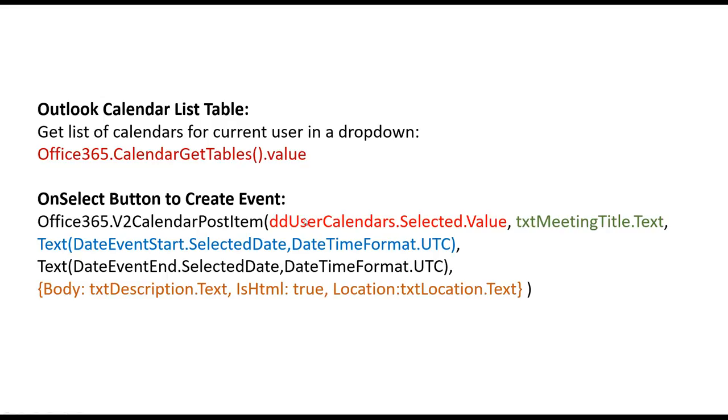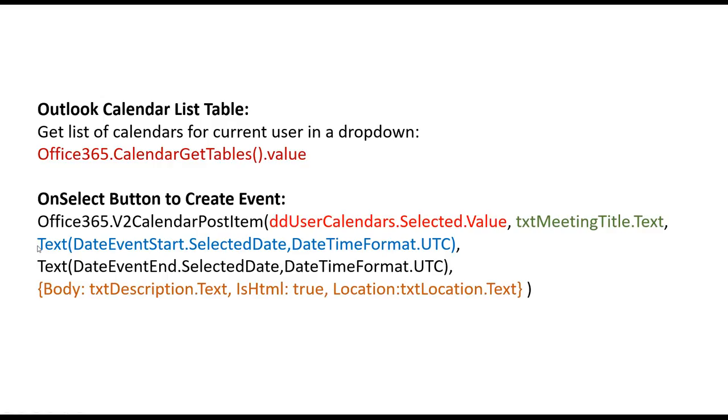Now, what do you need? This first red piece is which calendar. All right, now you could just type this in quotes, but I'm going to use a control on the screen, and so it's going to be a drop-down control called calendars. Next, I'm going to use another control that I'm going to rename text meeting title, which will hold the meeting title.